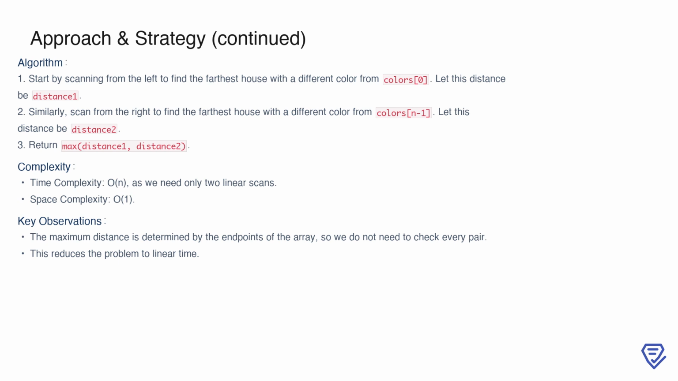The advantage of this method lies in its simplicity and efficiency. Since we only perform 2 linear scans, the time complexity is O(n). Additionally, the space complexity remains O(1), as no extra data structures are used. This approach works because the maximum distance is determined by the endpoints of the array, meaning we do not need to check every possible pair. By reducing the problem to these linear scans, we achieve both elegance and speed in our solution.